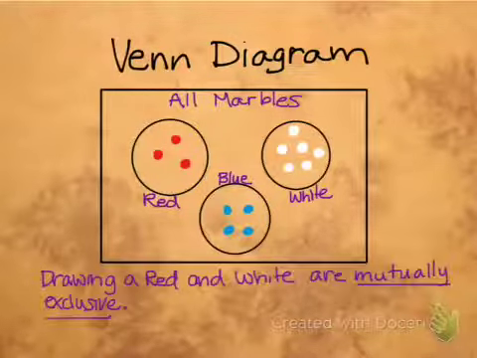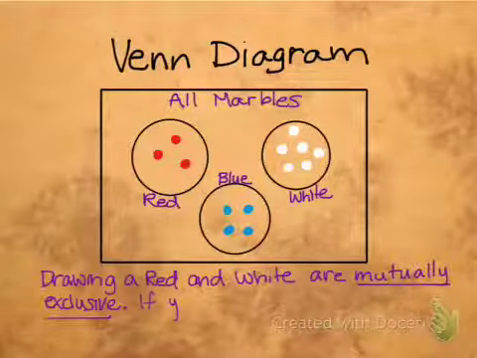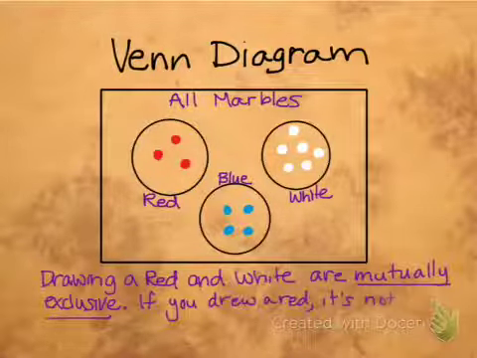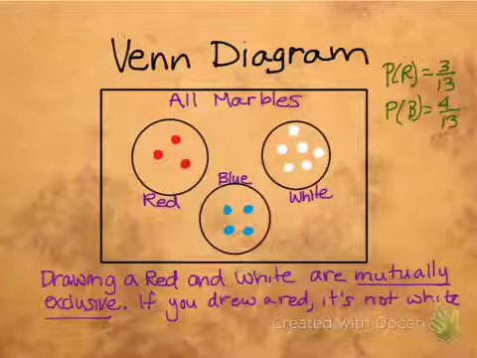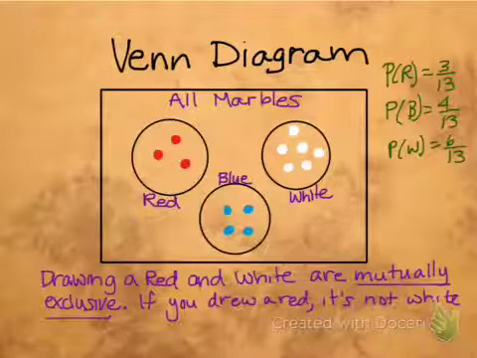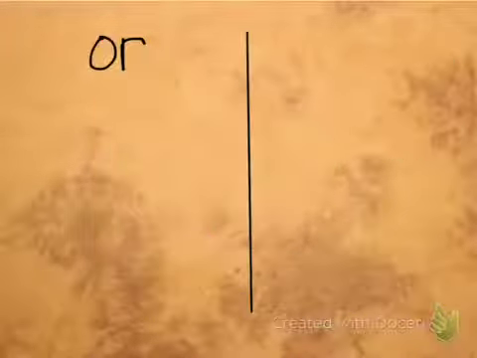So drawing a red and white are mutually exclusive. There's no overlap. If you drew a red, it's not going to be white. So the probability of getting red, again, is 3 out of 13. The probability of blue is 4 out of 13, and the probability of white is 6 out of 13.